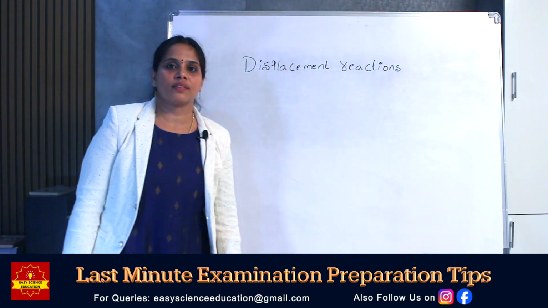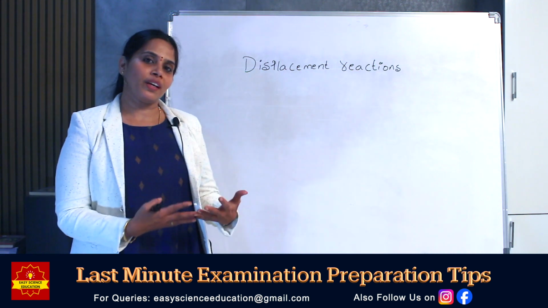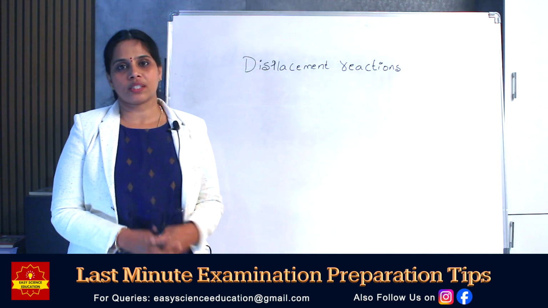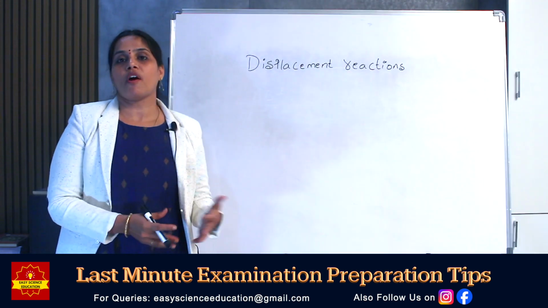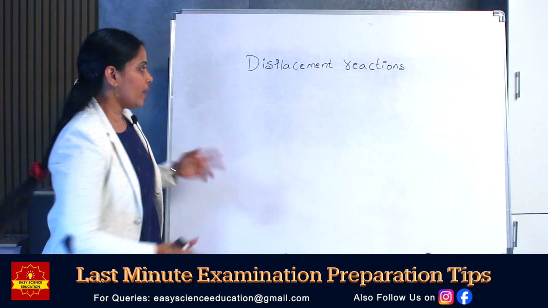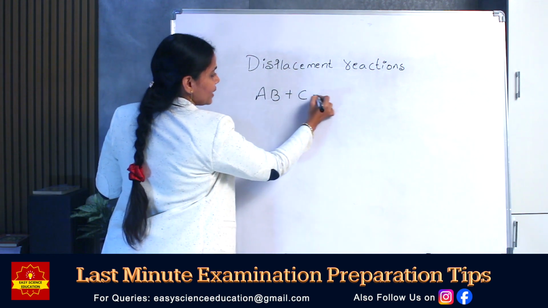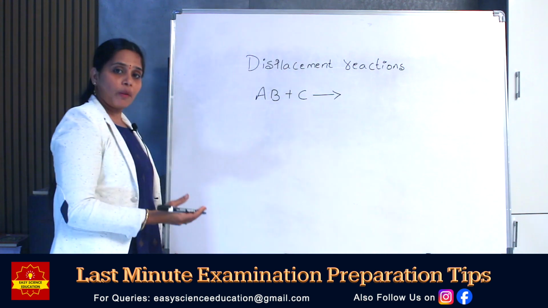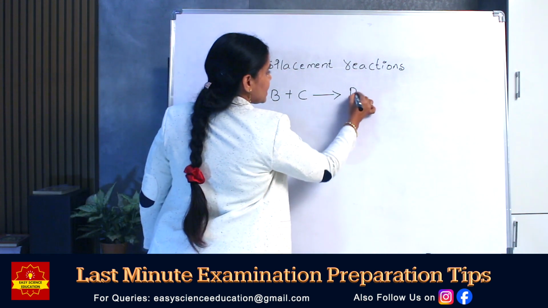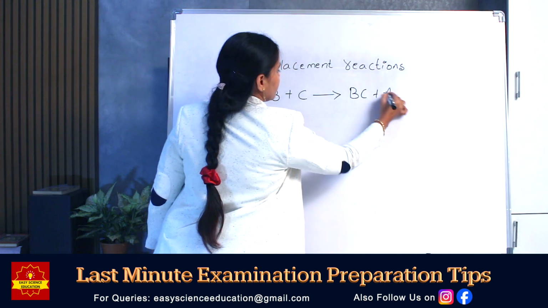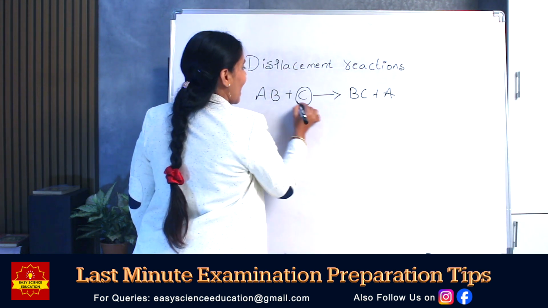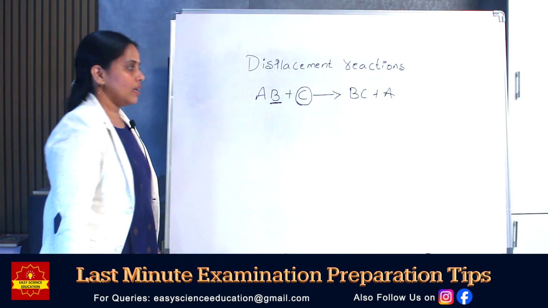Displacement reaction. See, these are all last minute examination preparation tips. These are also one type of chemical reaction where, for example, AB is a substance that is reacting with C. After the chemical reaction, BC plus A has formed. That means C has displaced B.